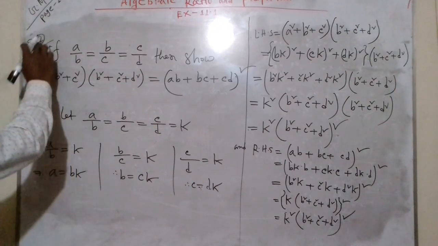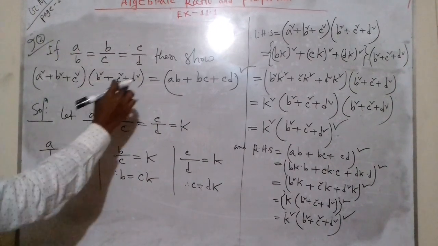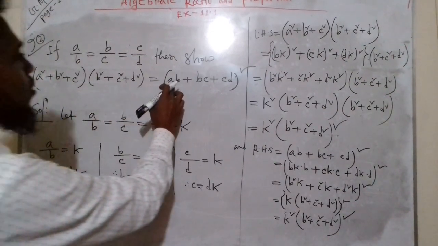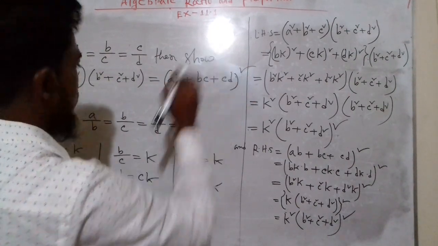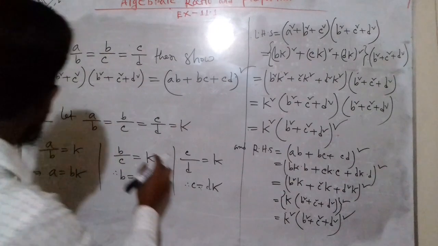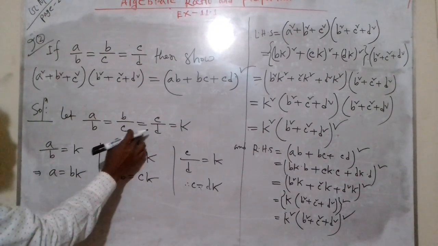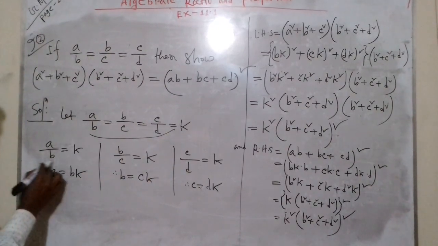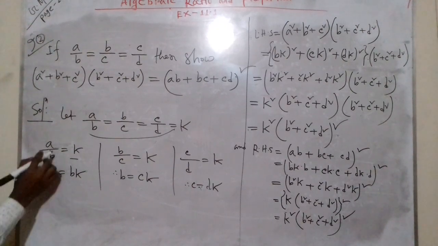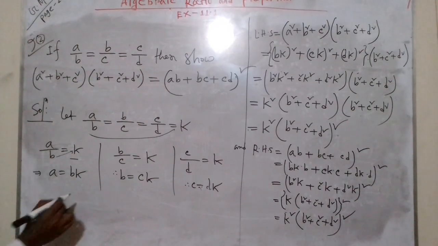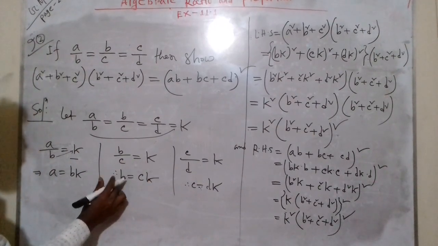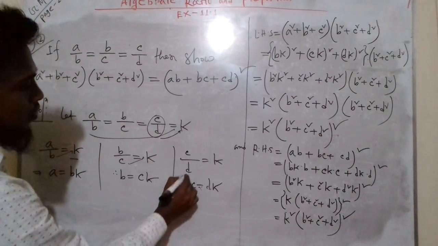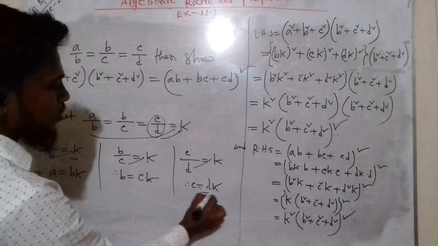Here 9 of 2. If a/b = b/c = c/d, then show that (a^2 + b^2 + c^2)(b^2 + c^2 + d^2) = (ab + bc + cd)^2. Let a/b = b/c = c/d = k. So a/b = k, so a = bk, and b/c = k, so b = ck, and c/d = k, so c = dk.